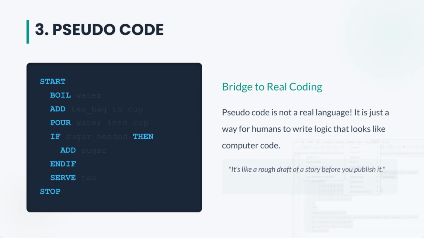Pseudocode is not written in a real coding language, so a computer cannot run it. However, it allows us as programmers to focus entirely on the logic of our solution without worrying about picky punctuation, brackets, or strict computer rules.